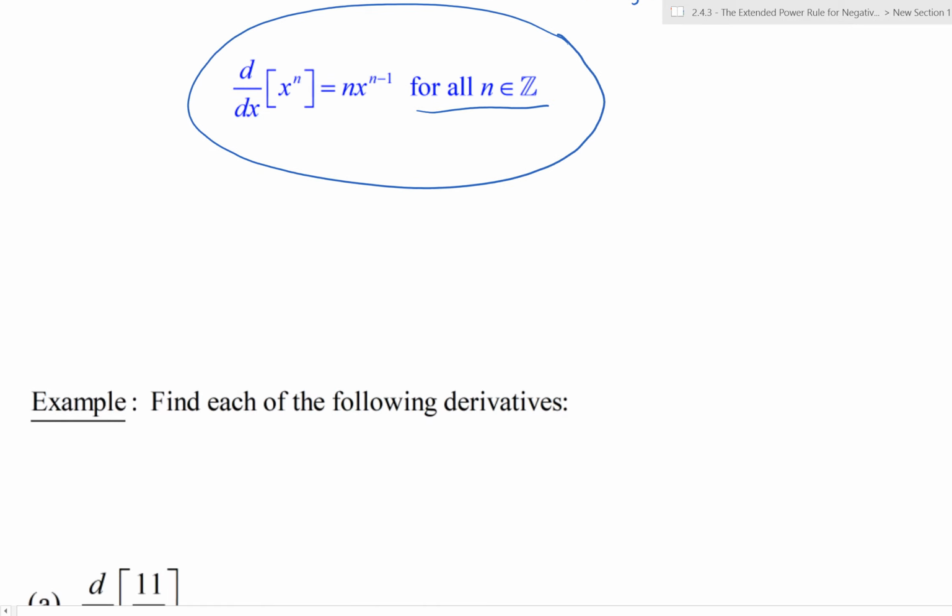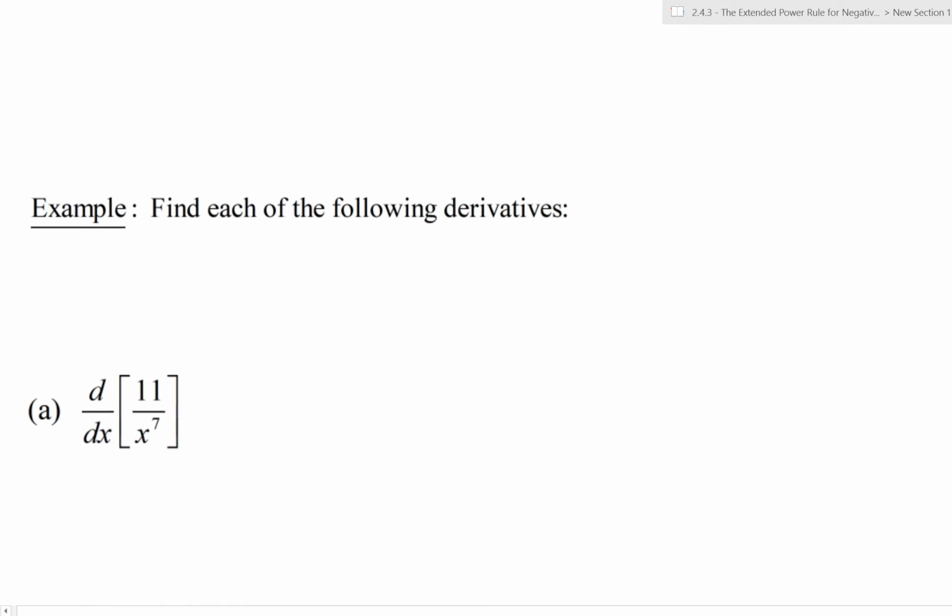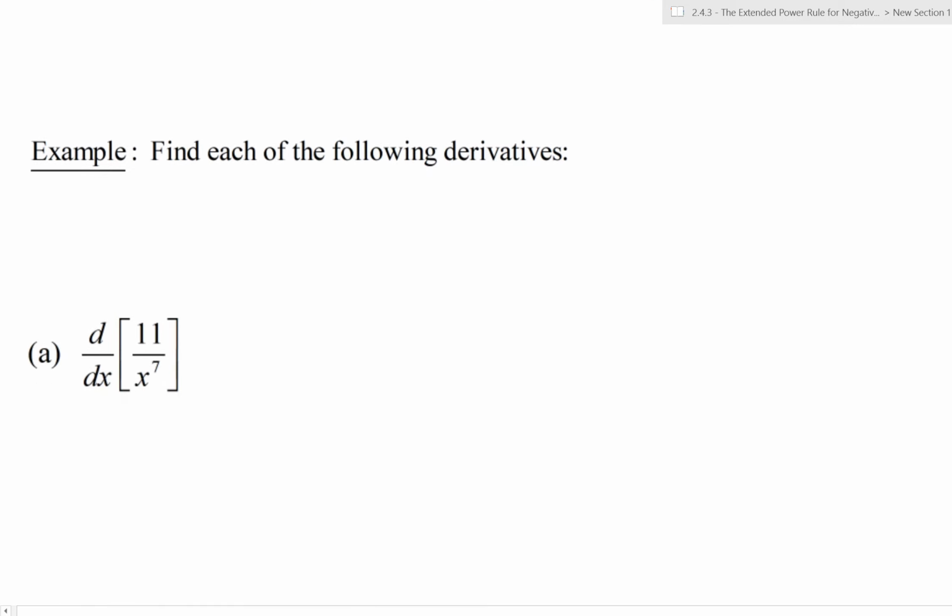because now we're going to look at an example of how to use this. So we're going to find a couple of derivatives here using the extended power rule that we just came up with to establish some derivatives. So in part A here, notice we're trying to find the derivative with respect to x of the function 11 divided by x to the 7th.